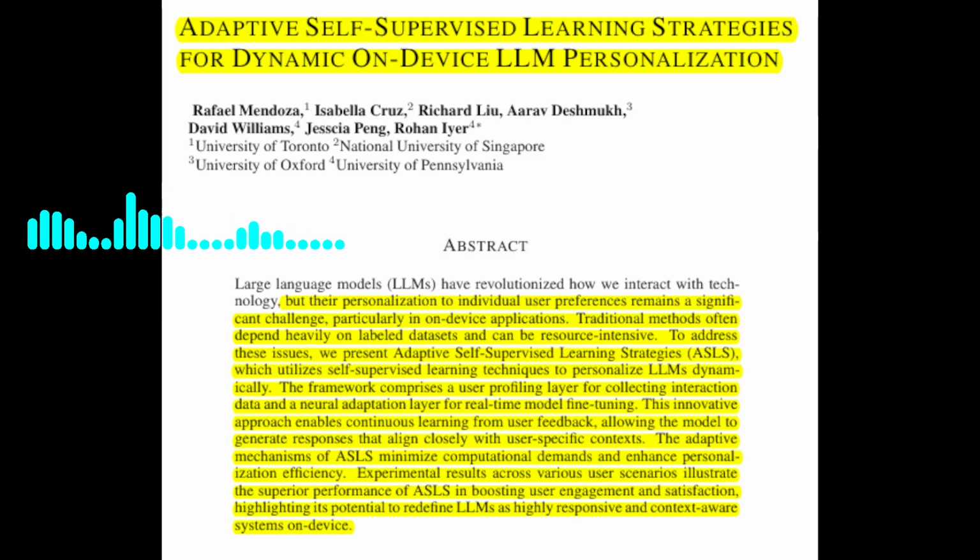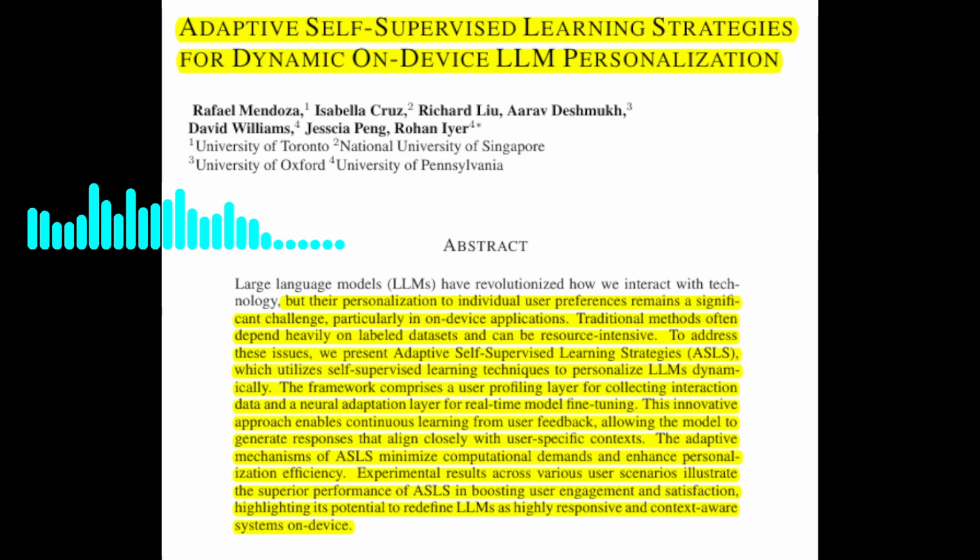The paper highlights two key challenges. First, traditional LLM personalization methods often rely heavily on labeled datasets, which can be expensive and time-consuming to create. Second, these methods typically involve batch training, which can be inefficient for dynamic on-device personalization, where user preferences can change rapidly. ASLS aims to address these challenges by leveraging self-supervised learning and continuous adaptation.